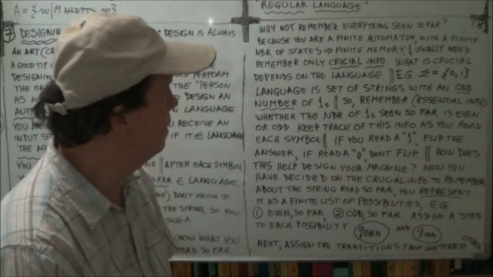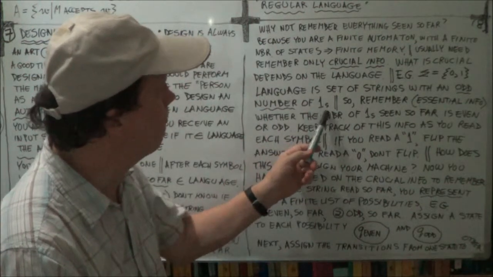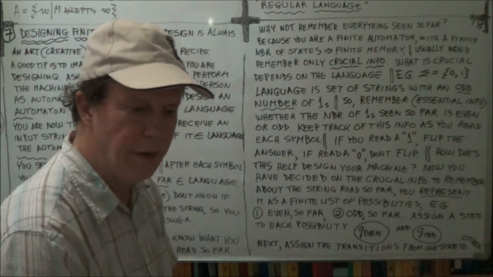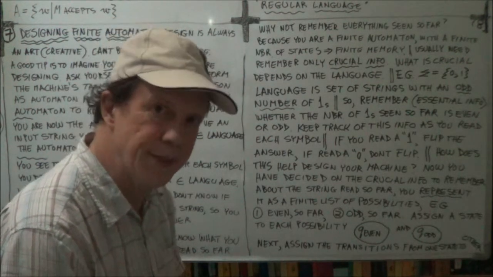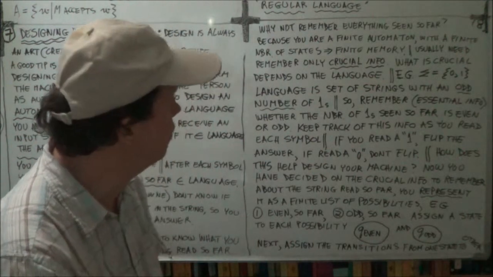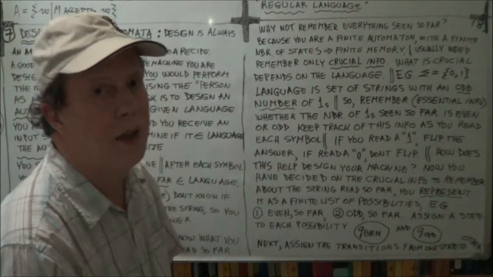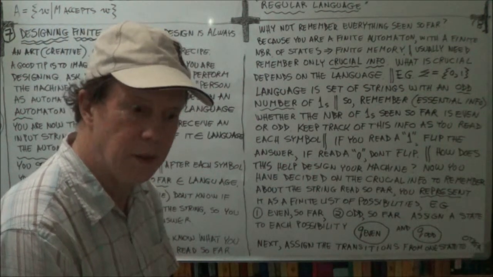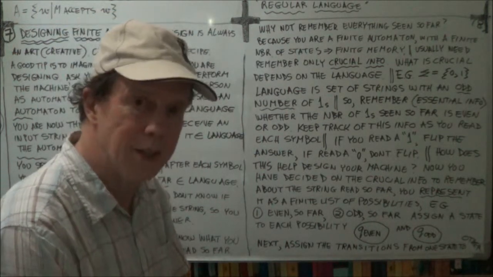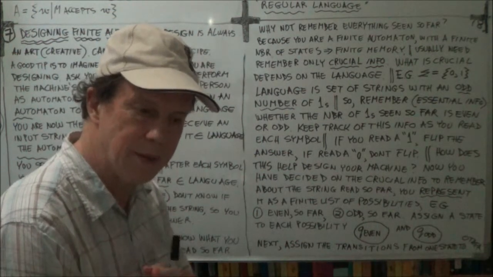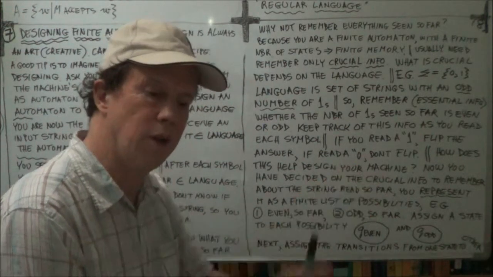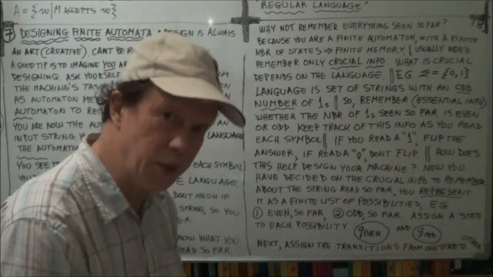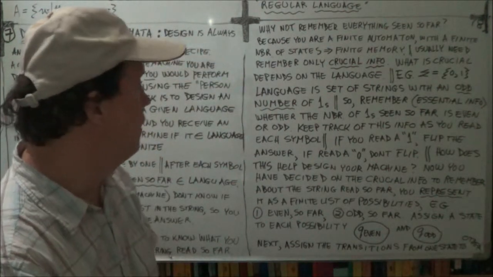So you now know your language. It's the set of strings which have an odd number of ones in that binary string. That's your language, and you're to find an automaton that detects such strings, accepts such strings, and hence recognizes the whole language. I've done it again, I said alphabet. Recognizes the language. Okay.